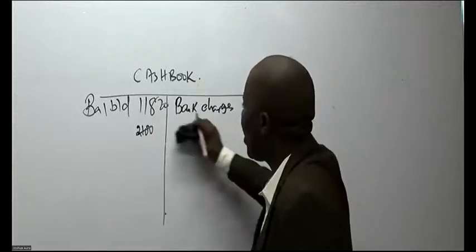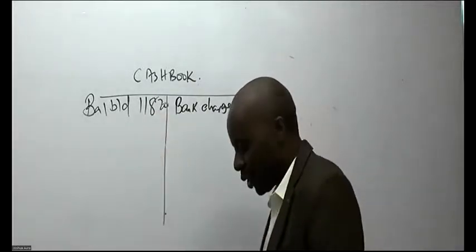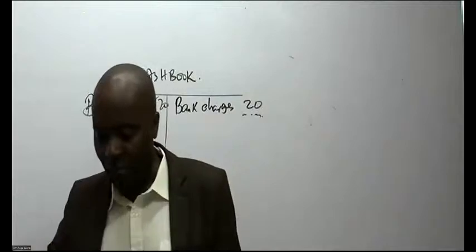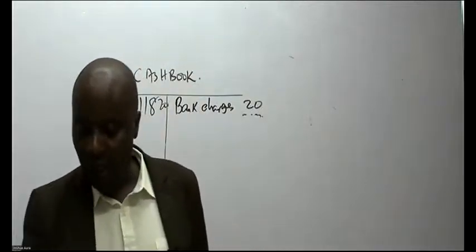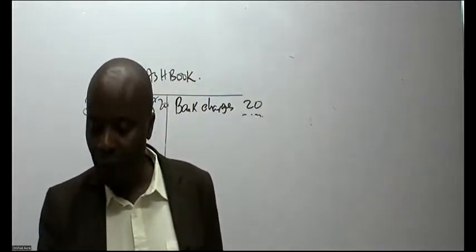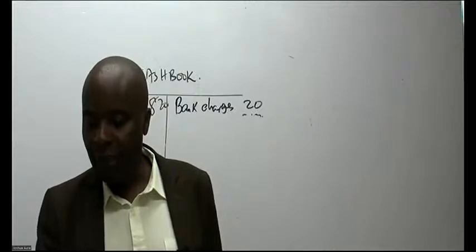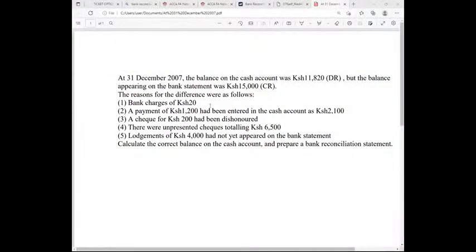A good student will come and tell you that whenever there are discrepancies in the cash book because of an error, go ahead and give us that difference. What is the difference here? A payment of 1,200 has been entered in the cash account as 2,100. So first of all, give me the difference between the two. So it is 2,100 minus 1,200, isn't it? That is the error. The difference there is the error. So the error is 900.